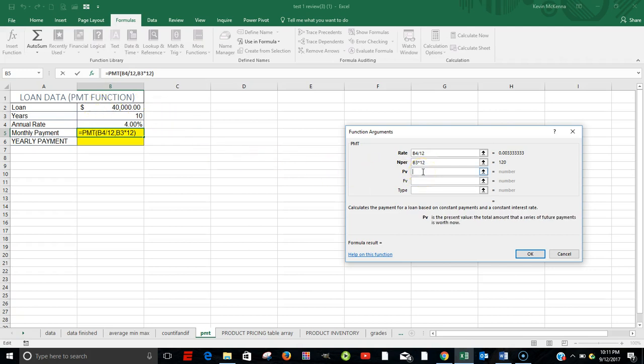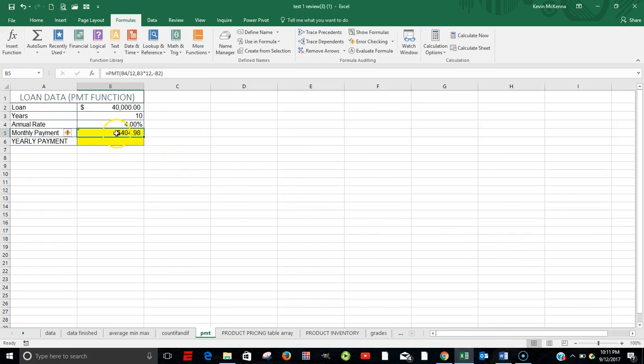Lastly, the PV is the size of the loan. Now, in order to have that payment show as a positive number, you need to put in a negative sign. So negative times a negative is a positive, and that's why we're putting it in. So negative sign. Click on the size of the loan, which happens to be in B2. Click OK.